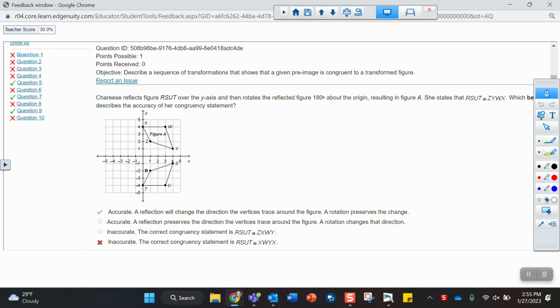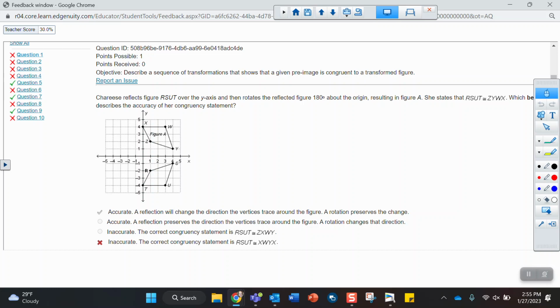So this one's asking for a statement that best describes the accuracy of her congruency statement. When we state that two figures are congruent, we need to make sure that we are always matching the letters that are in the corresponding positions. It says that Charisse reflects the figure RSUT over the y-axis, then rotates the reflected figure 180 degrees about the origin, resulting in figure A.